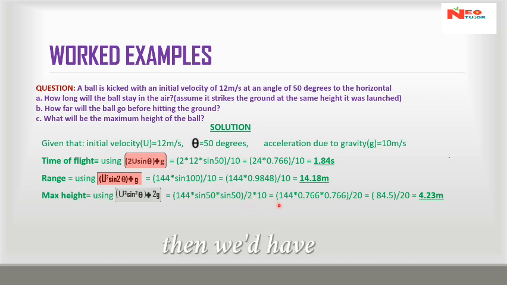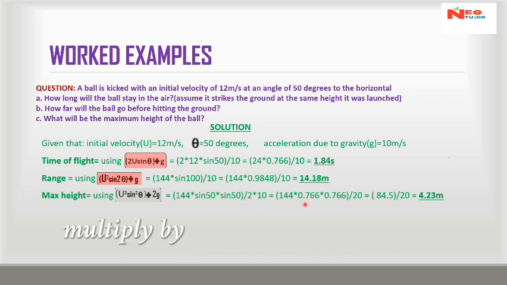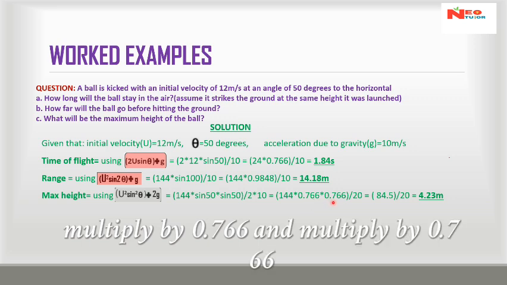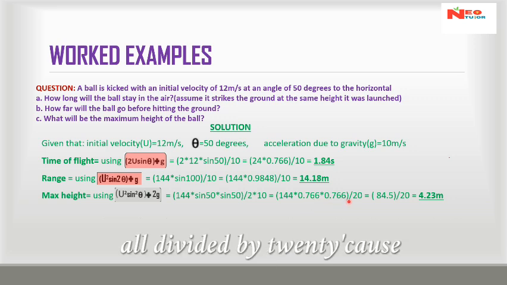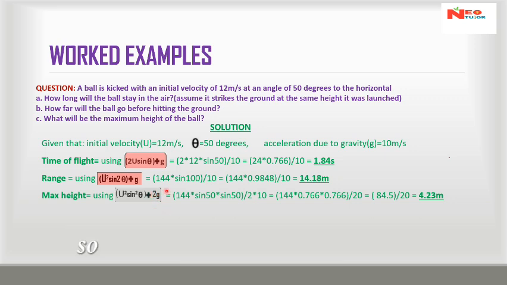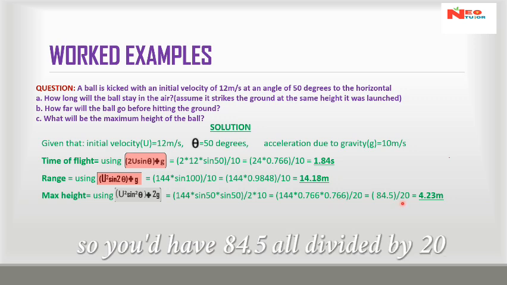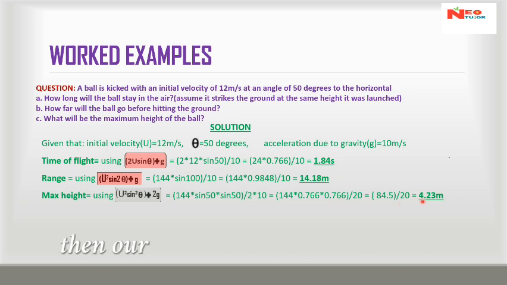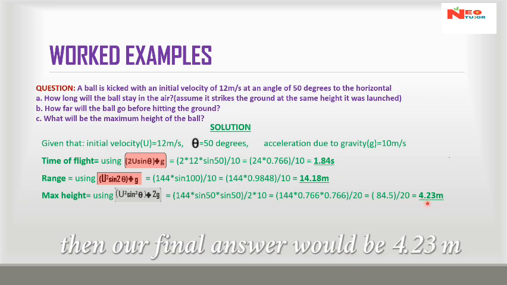Then we'd have 144 multiplied by 0.766 multiplied by 0.766, all divided by 20 because you're multiplying your acceleration due to gravity by 2. So you'd have 84.5 all divided by 20. Then our final answer will be 4.23 meter.